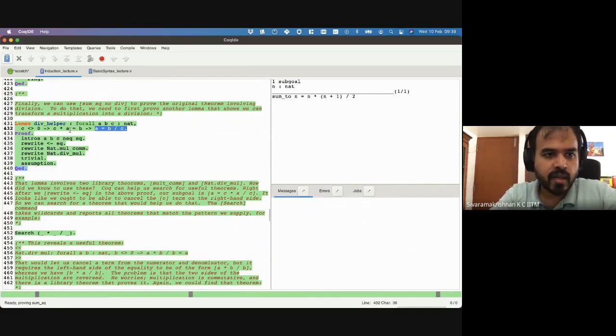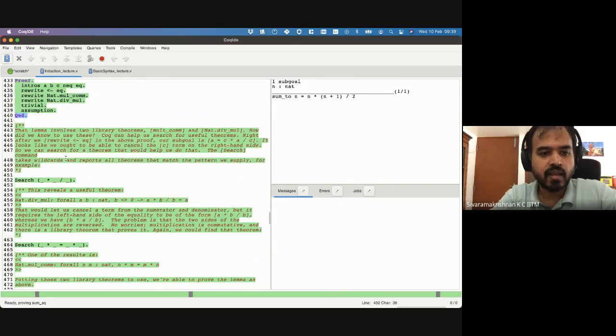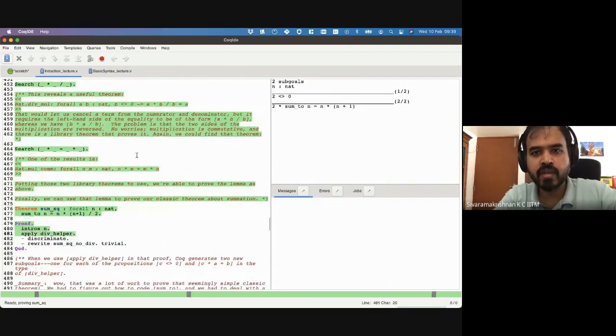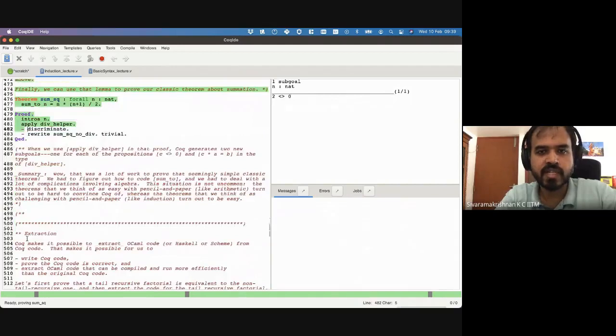So I'm going to get two things that I need to prove, right? I need to show that P holds and Q holds. So if you apply div helper, you get two sub goals. That's the reason why you get two sub goals. We can show that 2 is not equal to 0 by discriminate. This we saw in the first lecture, right? We use discriminate to discriminate the days of the week. And we can use discriminate here because natural numbers are also inductive types.